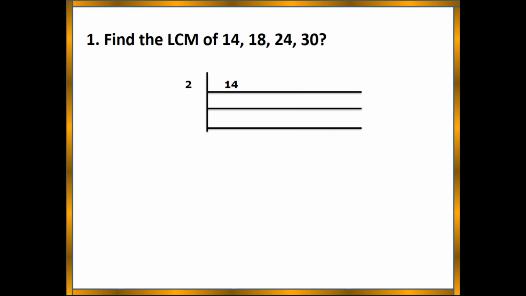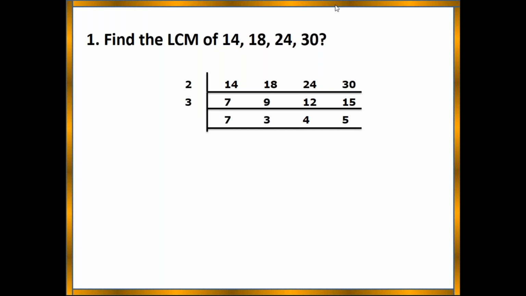So 14, 18, 24 and 30. There are no common factors for all of them, otherwise you could remove those factors directly, no problem. So 2 7s are 14, 2 9s are 18, 2 12s are 24, and 2 15s are 30. Again 3: 7, no. 3 3s are 9, 3 4s are 12, and 3 5s are 15. Not possible, that is the final one.